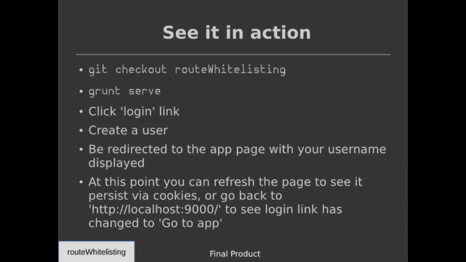At this point, I invite you, if you haven't been following along already, to actually run that grunt serve command. Make sure you have this final route whitelisting tag enabled. And then go ahead and click that login link. This will allow you to create an individual user and will take you to the app itself. The app, of course, is entirely a blank page that says hello and what your username is.